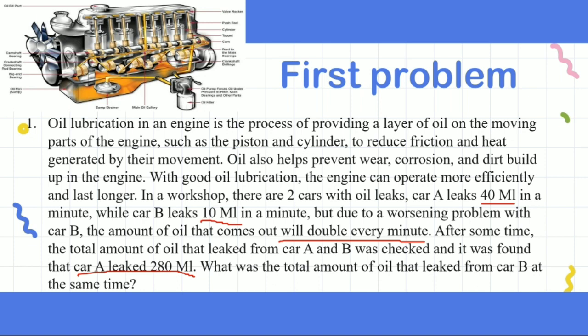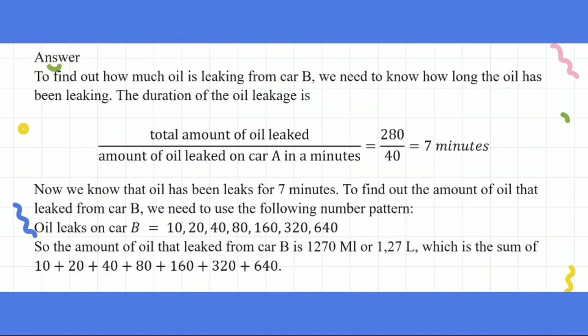So this is the solving. To find how much oil is leaking from car B, we need to know how long the oil has been leaking. The duration of the oil leak is the total amount of oil leaked from car A divided by the amount of oil leaked from car A in a minute. We know that the sum of oil leaked from car A is 280 milliliters and oil leaks from car A is 40 milliliters in a minute. So by dividing 280 over 40, we get that oil has been leaking for 7 minutes.